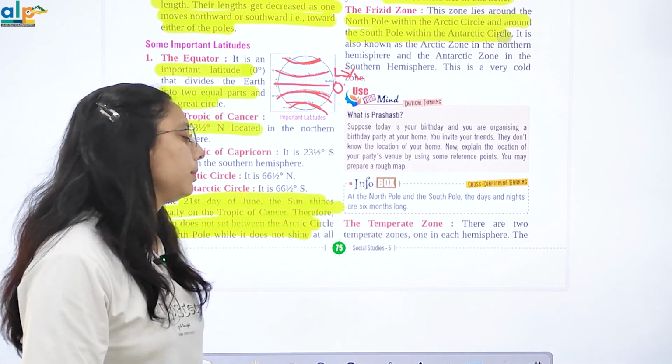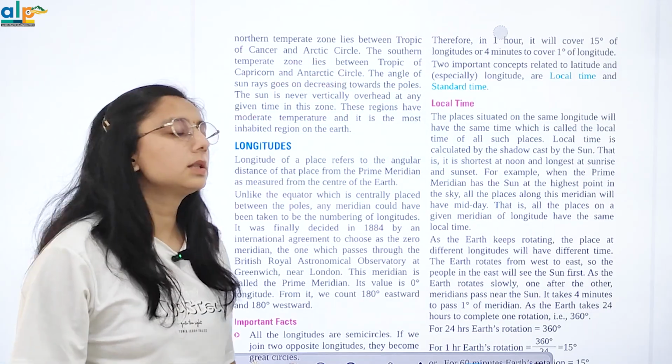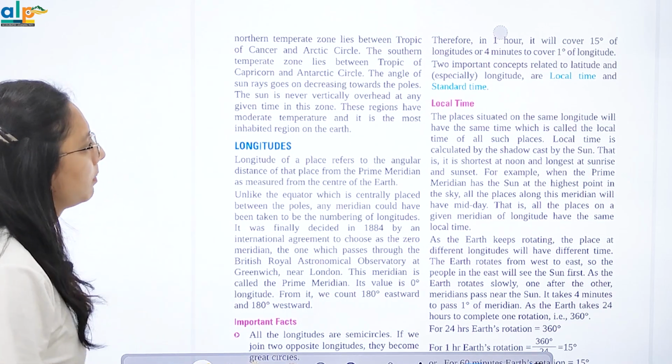Now let's talk about temperate zone. There are two temperate zones in each hemisphere: southern temperate zone and northern temperate zone.